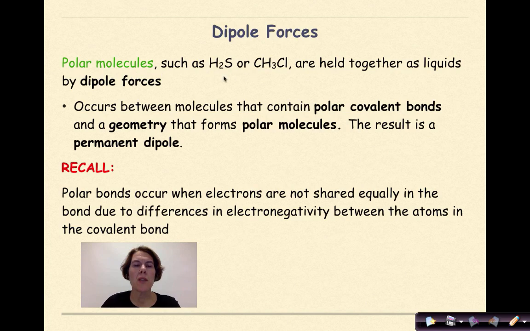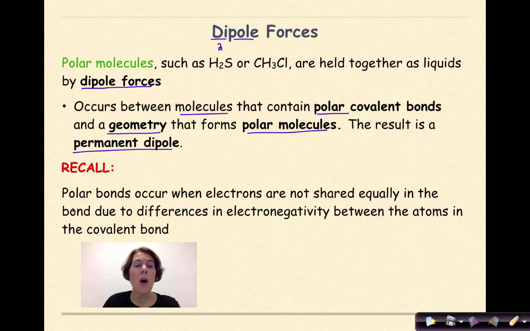Polar molecules, such as H2S or CH3Cl, are held together as liquids by dipole forces. Dipole forces occur between molecules that contain polar covalent bonds and a geometry that makes the molecule polar. The result is a permanent dipole. Before we go on, let's look at the word dipole. Remember, di means two. The word pole means positive pole and negative pole. So any molecule that has a permanent dipole will have two poles, a positive pole and a negative pole.